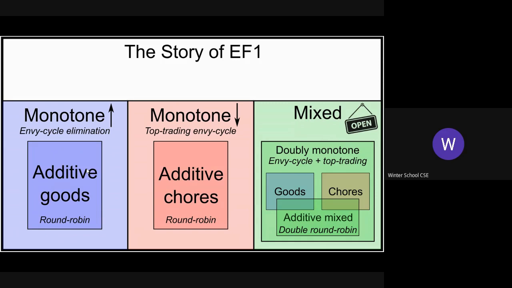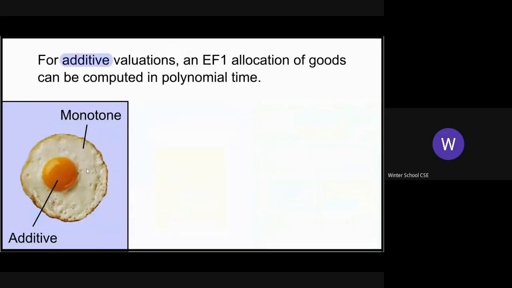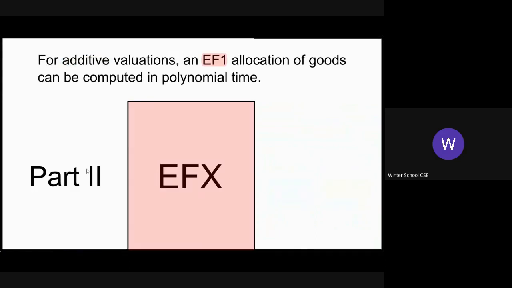For mixed items, we observed that some combination of NV cycle and the top trading variant worked well for doubly monotone. But a nice open problem from previous discussion was how to get EF1 for general mixed instances. Right, so this is, I think, a very, very nice direction to start working on. Also, not very easy, but yeah, it will be very interesting to make any kind of progress on this one. Okay, so this was the first sort of generalization.